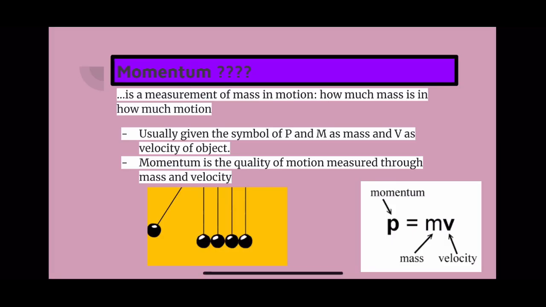Well, I would like to start off with saying that to understand impulse momentum theorem, we must understand what momentum is. And momentum is the measurement of mass in motion, with the formula typically being P equals M times V, with P being momentum and M being mass and V being velocity of the object.